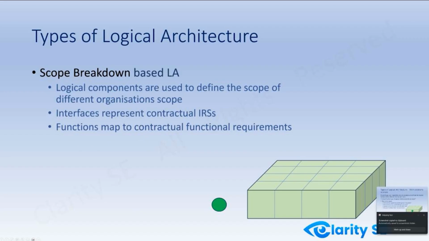So in this case, when we break things down this way, we do it because we're already confident that we understand what the technical solution is going to be. So we're not worried about that. What we're worried about is understanding scope. The interfaces, they tend to end up representing interface requirement specs, and the functions will end up mapping to contractual functional requirements for each of the work package teams.